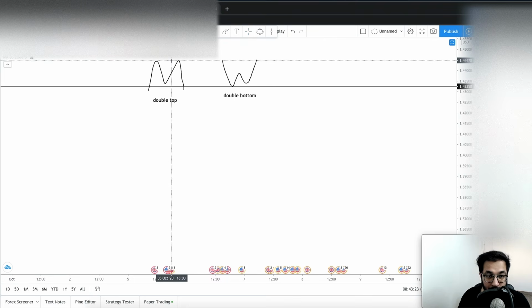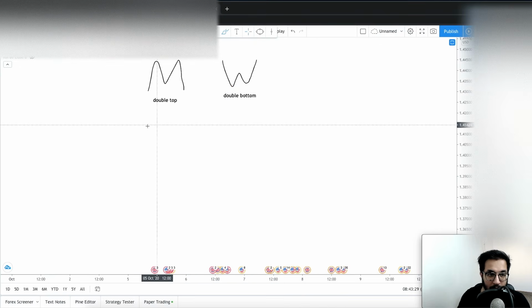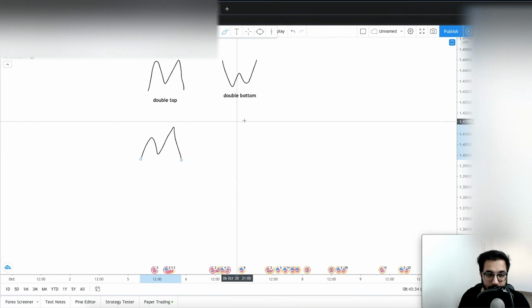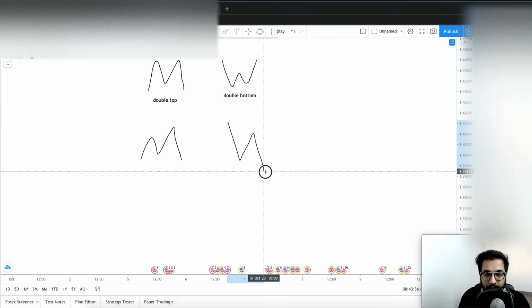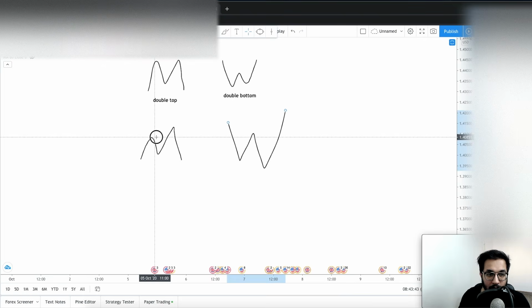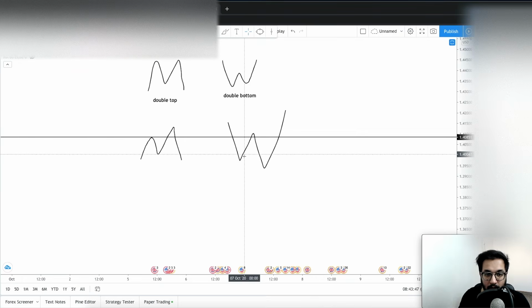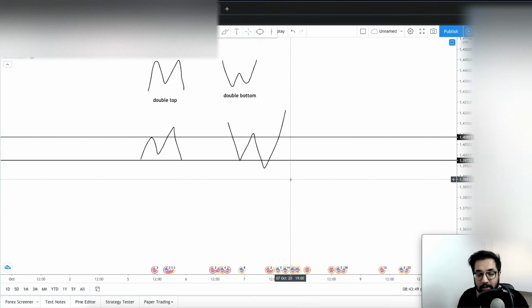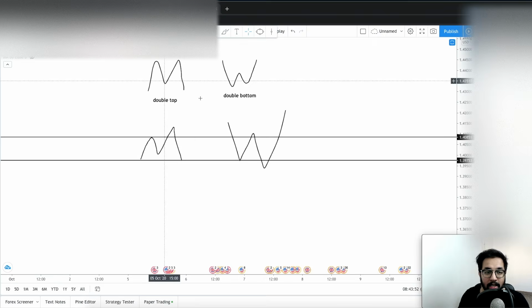That is very true. That is not wrong. But why do these shapes sometimes do this, right? Why do these shapes sometimes do this? Now, don't get me wrong. This is all still happening at areas of support and resistance, right? This is all still happening at areas of support and resistance. But why do these double tops and double bottoms do this, right?